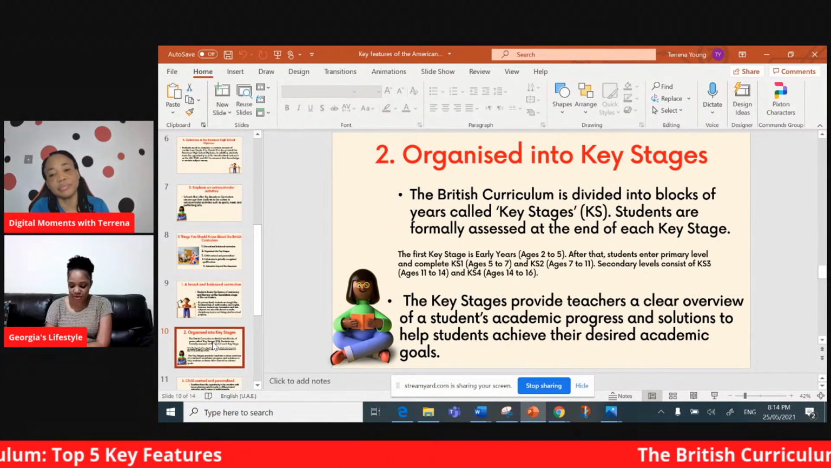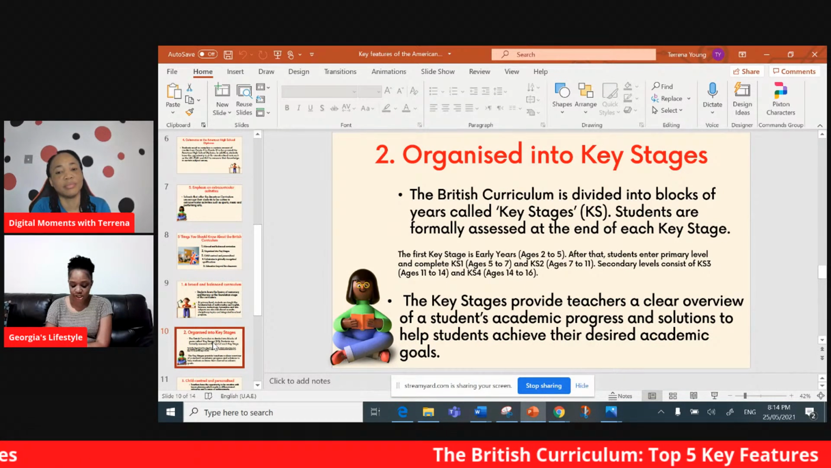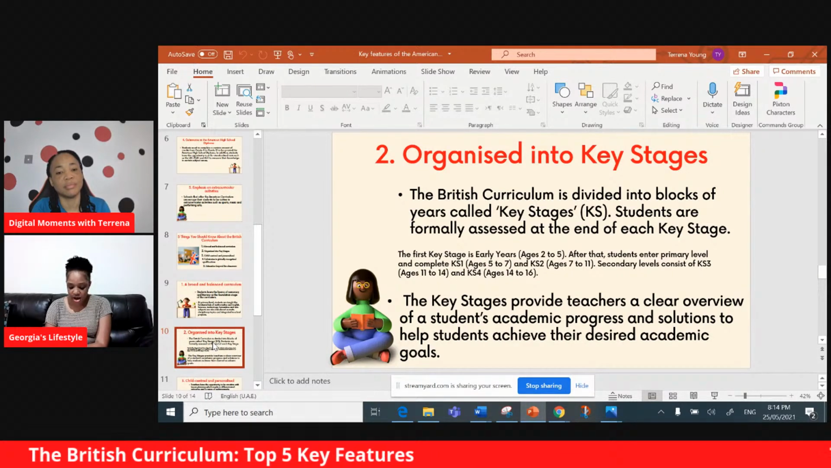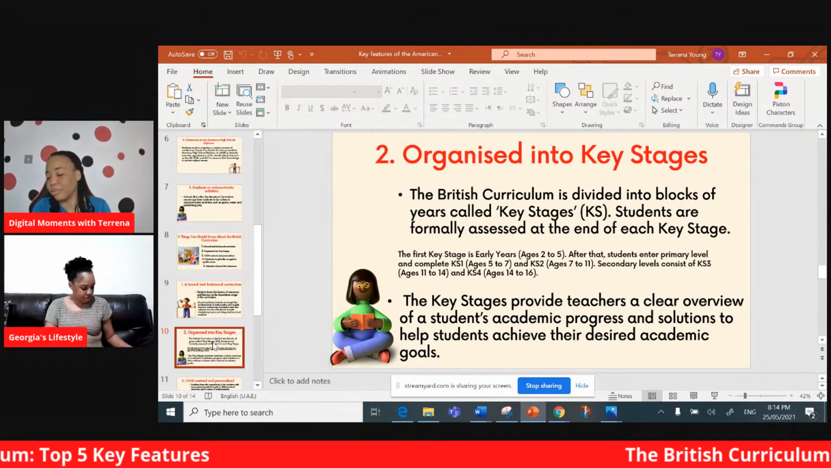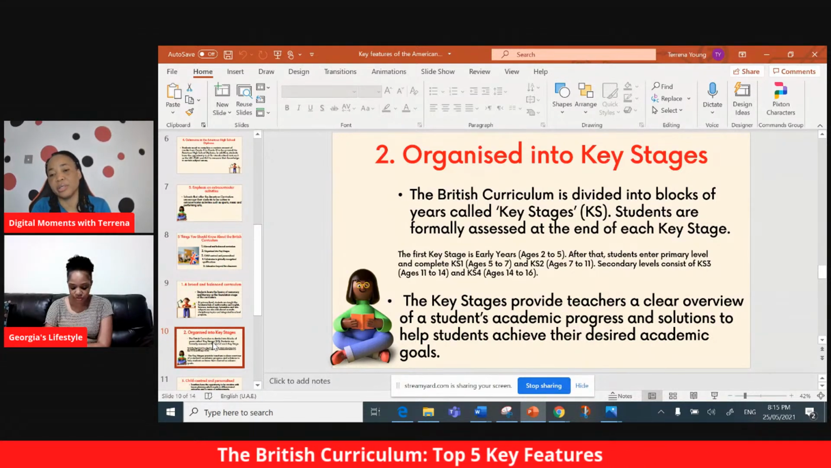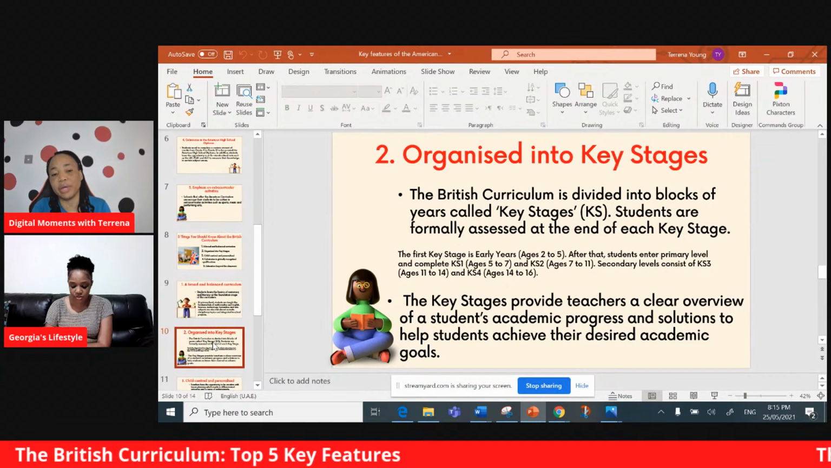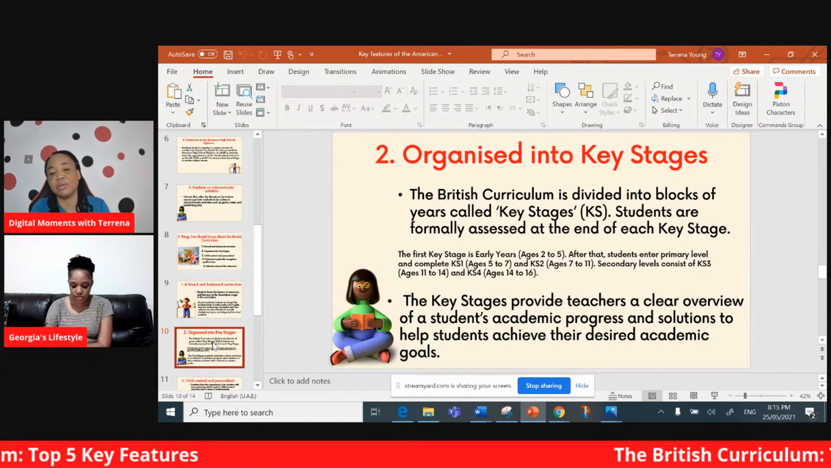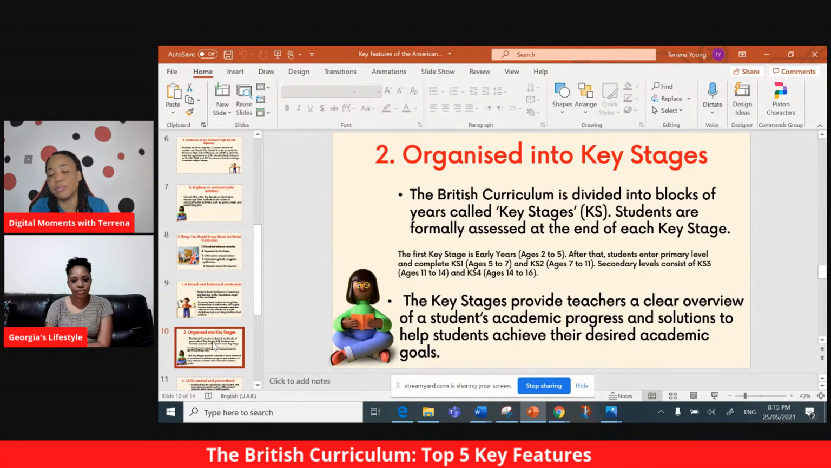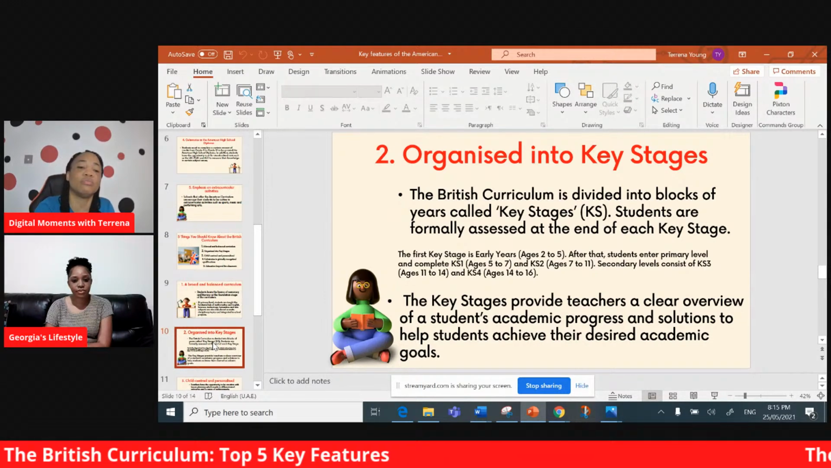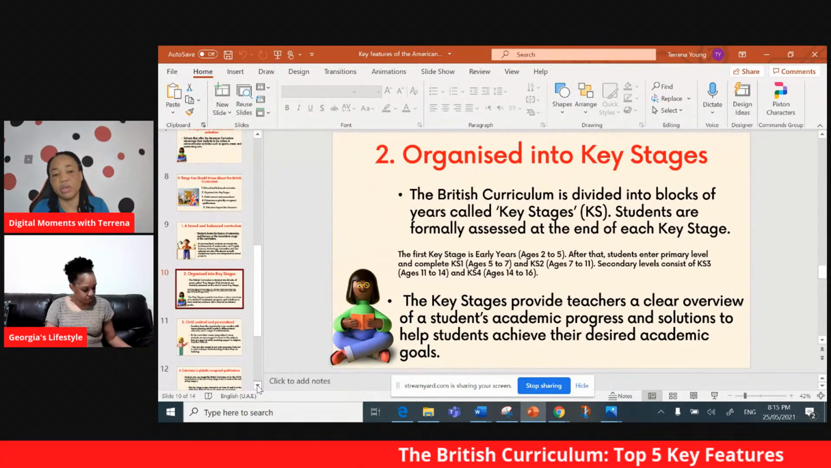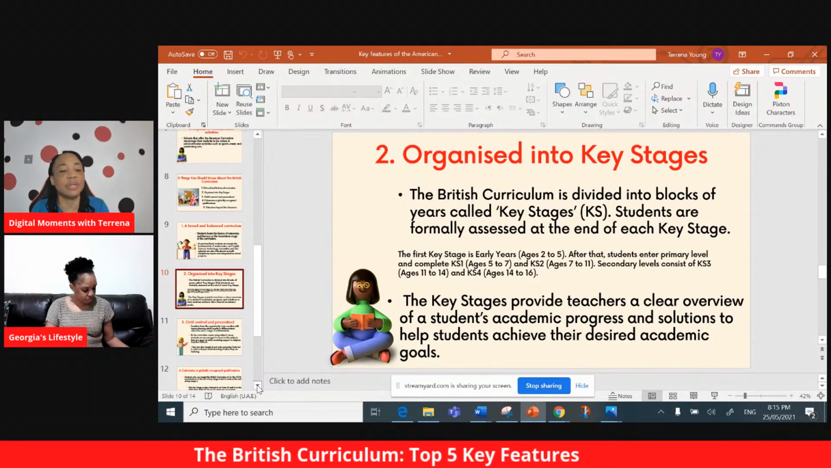So the key stages provide teachers a clear overview of a student's academic progress and solutions to help students achieve their desired academic goals. And these are similar to the benchmarks that the American curriculum uses, to gear students in the right direction, to make sure they're achieving certain standards and are at the right place. Based on the different types of assessment, teachers will know if a student should move up to the next grade or whatever you want to implement as a teacher. But it's so similar.